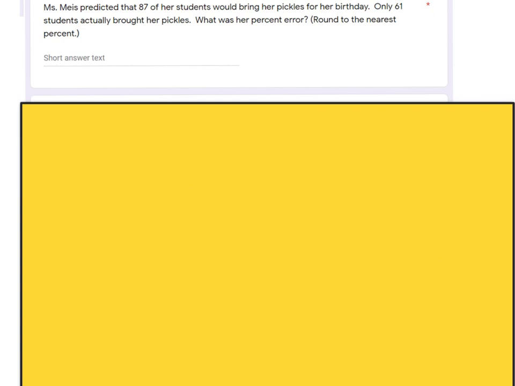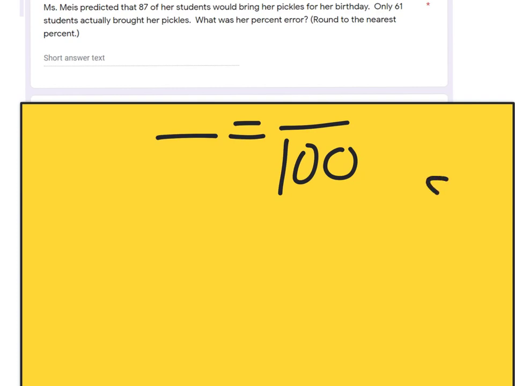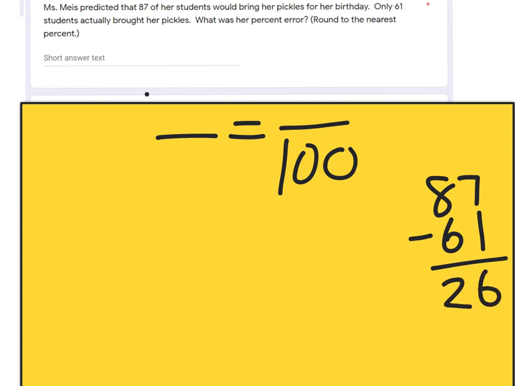Second question, Miss Mice predicted that 87 of her students would bring her pickles for her birthday. Only 61 students actually brought her pickles. What was her percent error? Round to the nearest percent. Again, set up your percent proportion. We want to find out how much she missed the mark by, how much her guess was off. Well, the difference of those two this time is 26. So her error was 26. She missed it by 26.